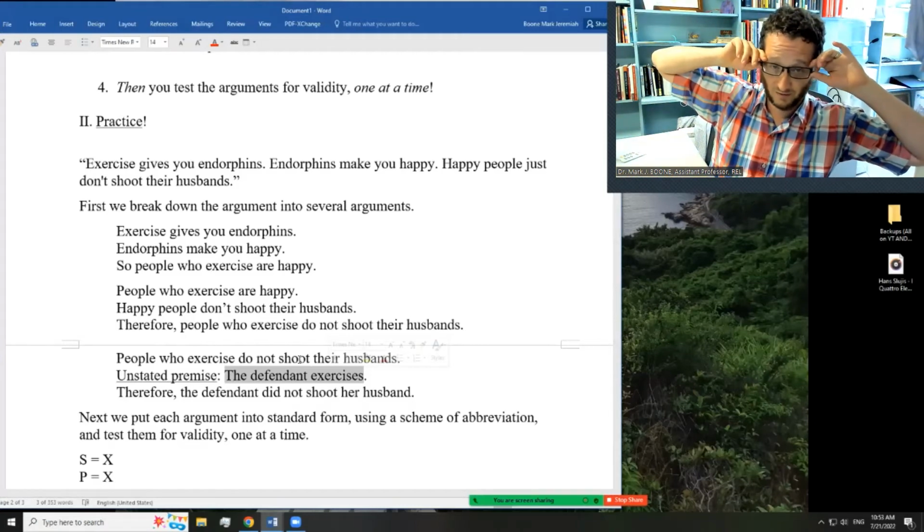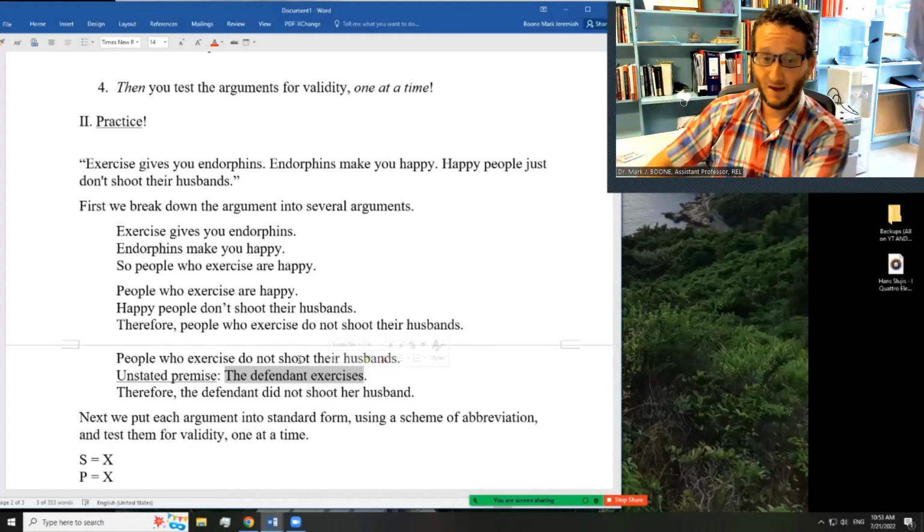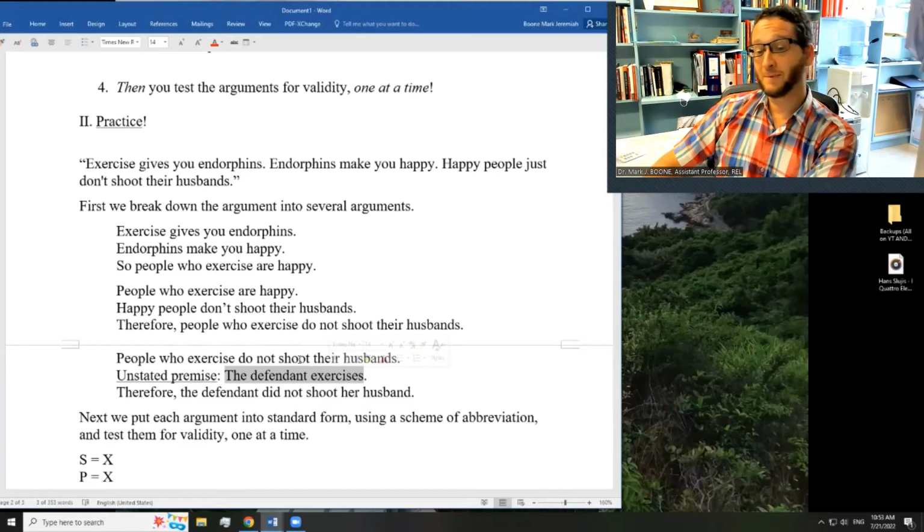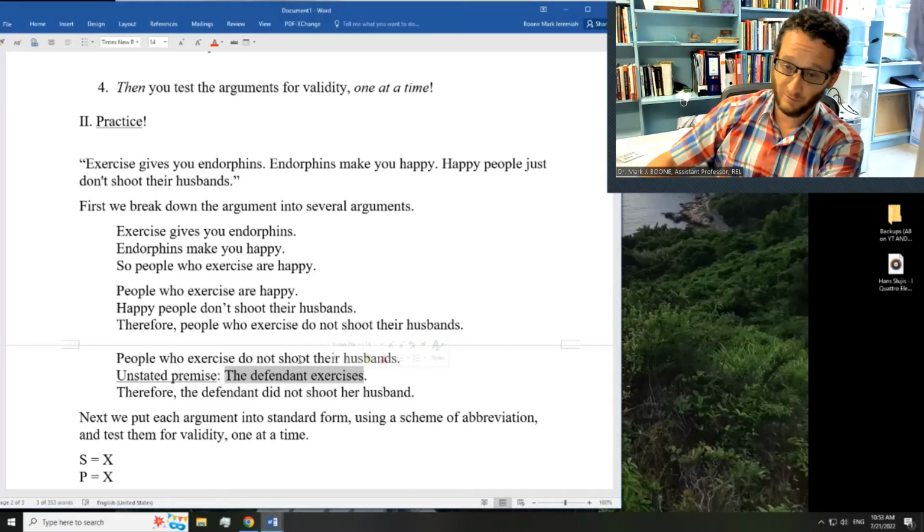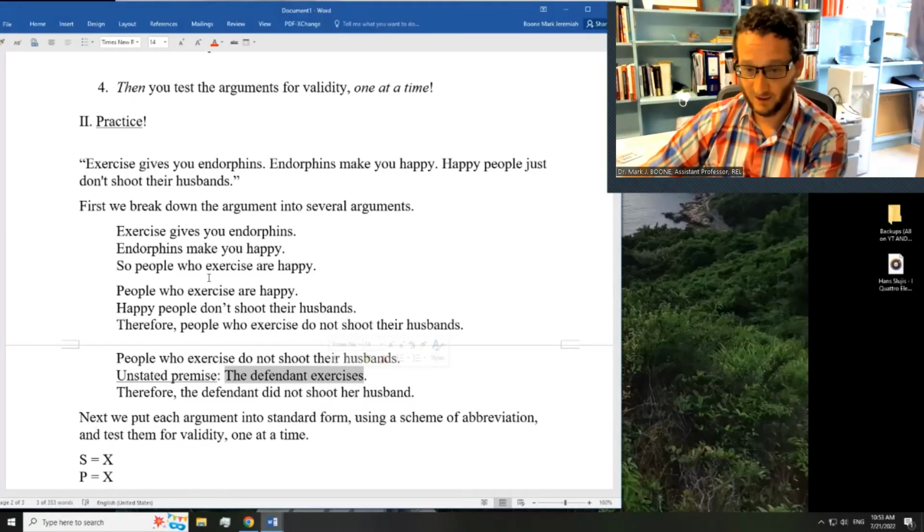Exercise gives you endorphins. Endorphins make you happy, so people who exercise are happy. People who exercise are happy. Happy people don't shoot their husbands. Therefore, people who exercise do not shoot their husbands. People who exercise do not shoot their husbands. The defendant exercises. Therefore, she did not shoot her husband. That's our chain of syllogisms.